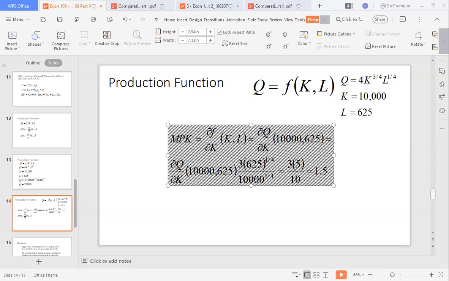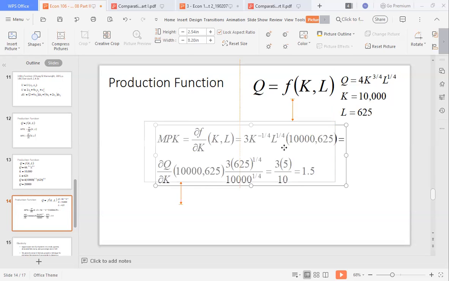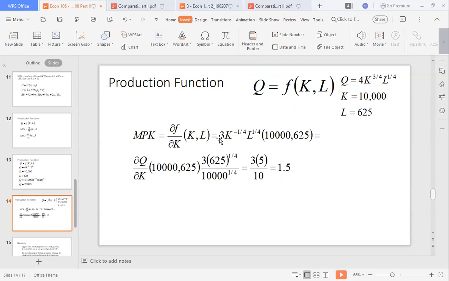So that's raised to the power of negative 1/4, and we're holding L constant. Let me take a quick look. So that's MPK. We're holding L constant here. So that's 3/4 times 4, which is 3 multiplied by K raised to the power of negative 1/4 times L/4 times K and L here.